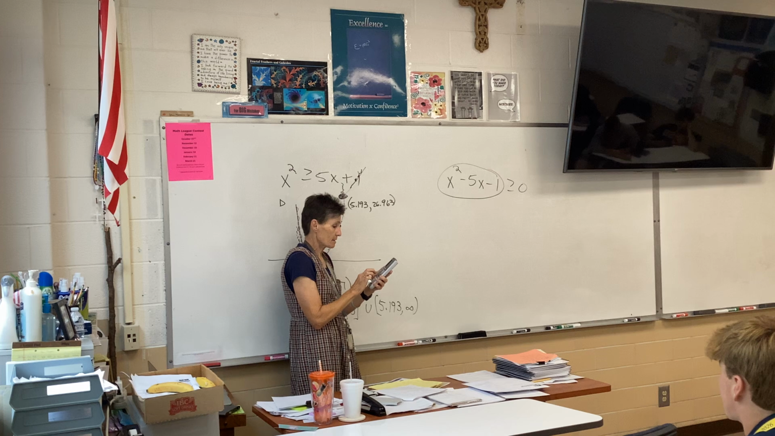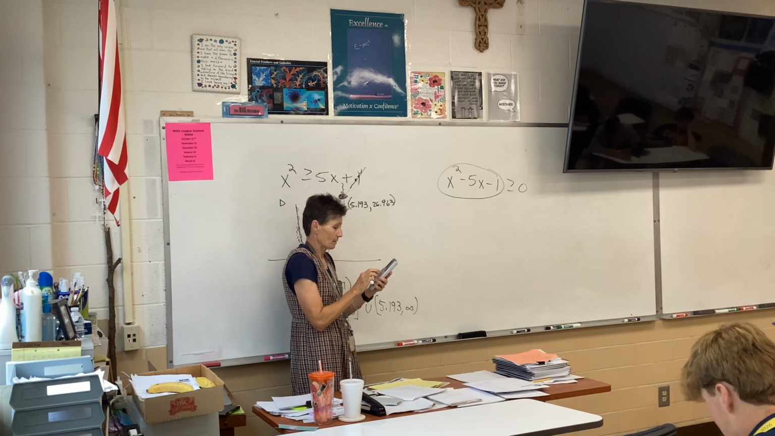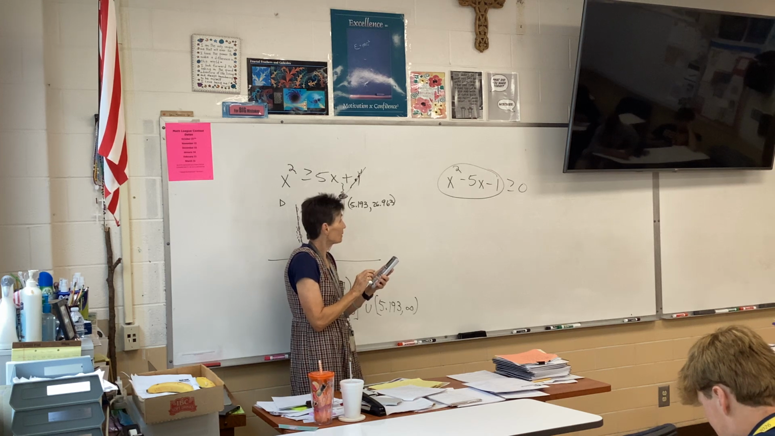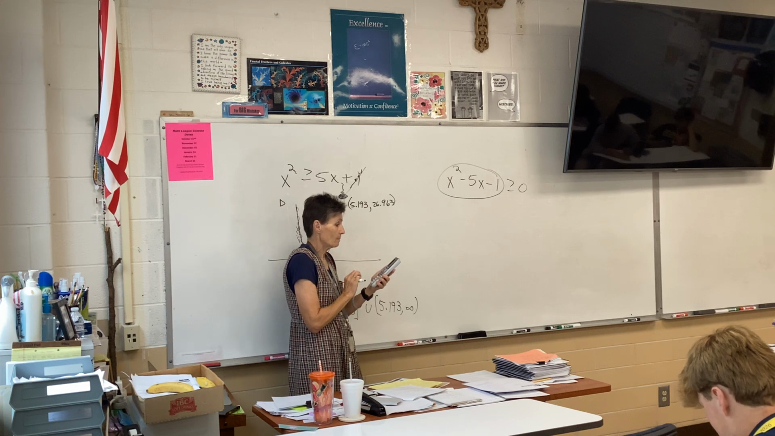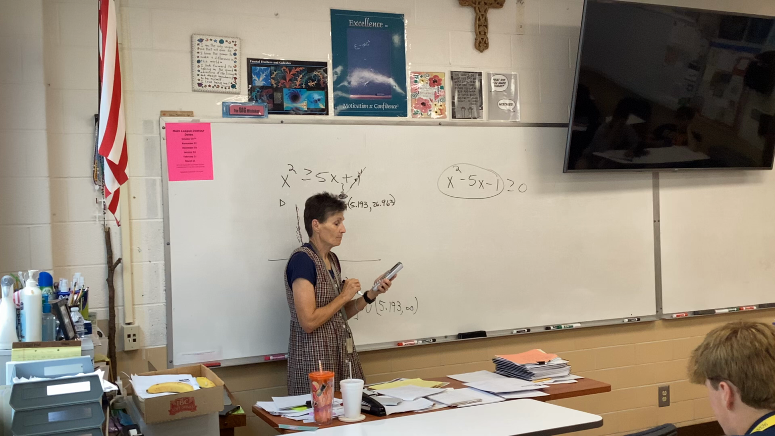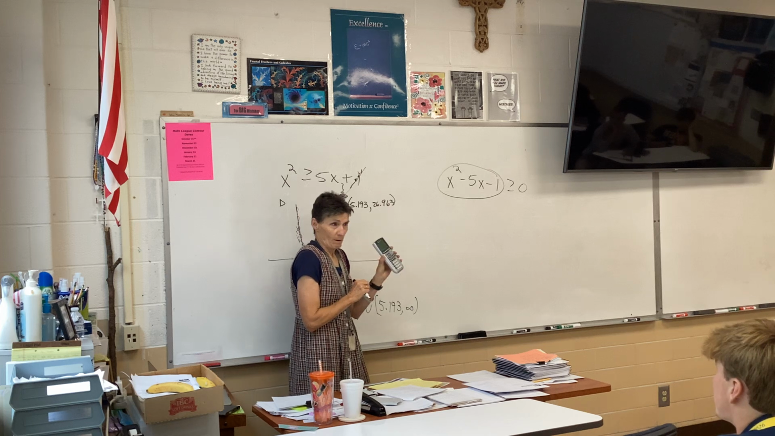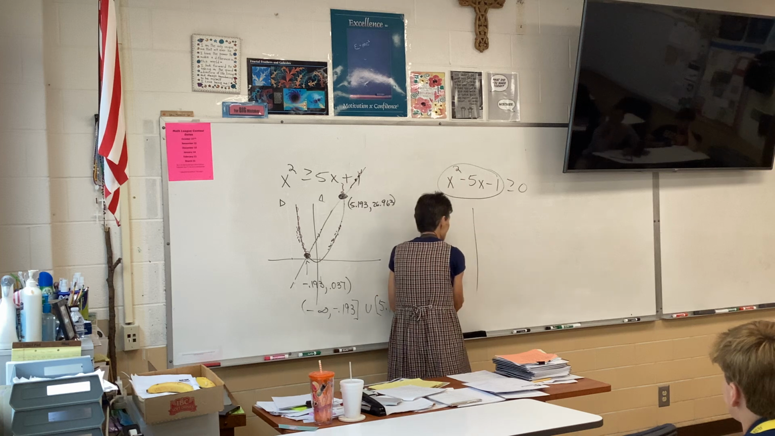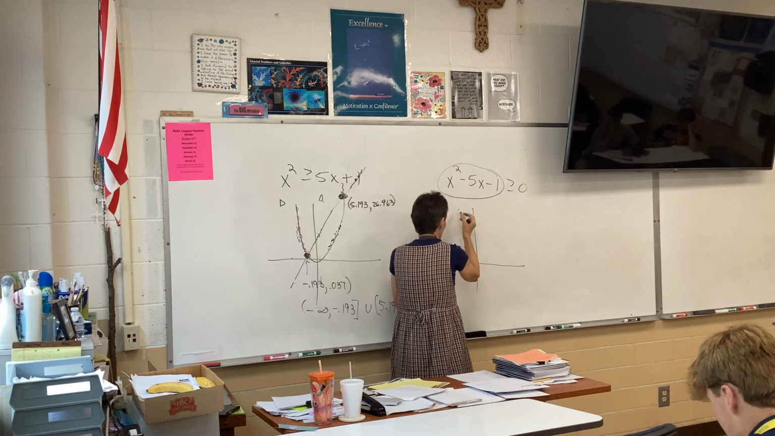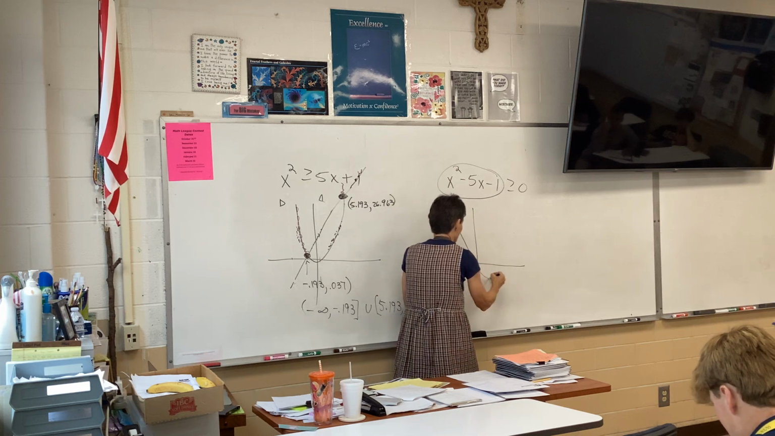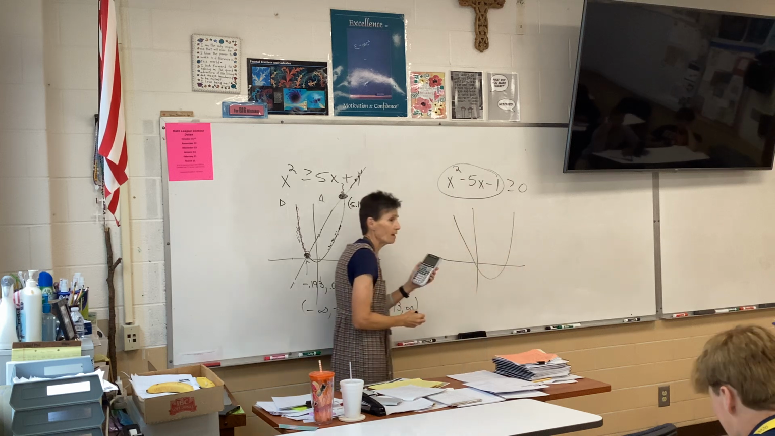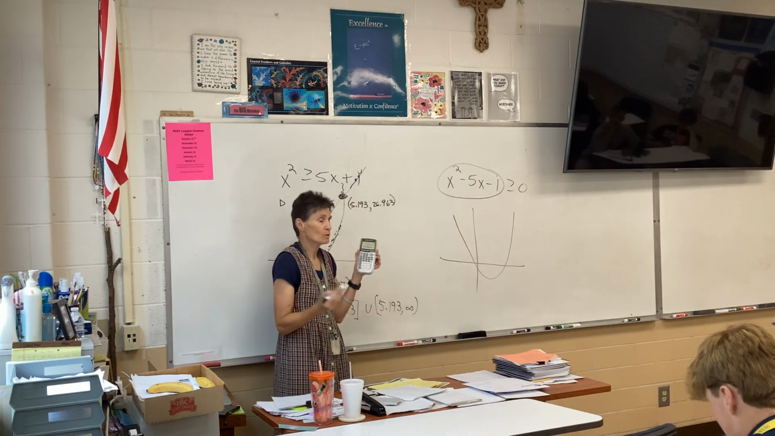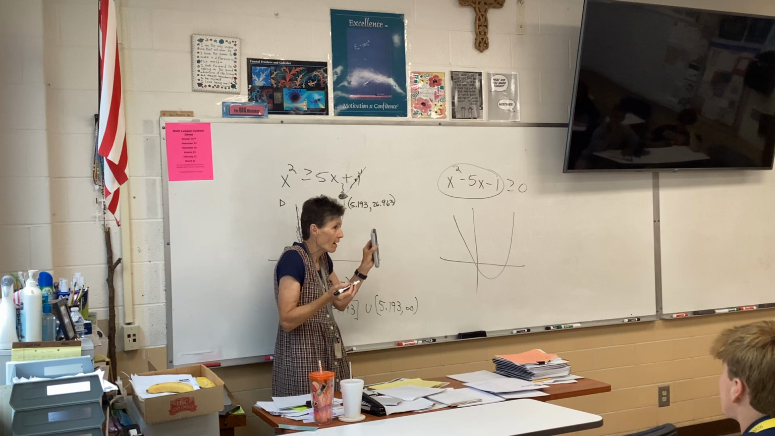So x squared minus 5x minus 1, and hit graph. Now my window is still set from the last problem. It doesn't matter. You can reset it if you wish, but I get something that looks like this. Is that what you got? No one's grading your picture, just that's what we should have.